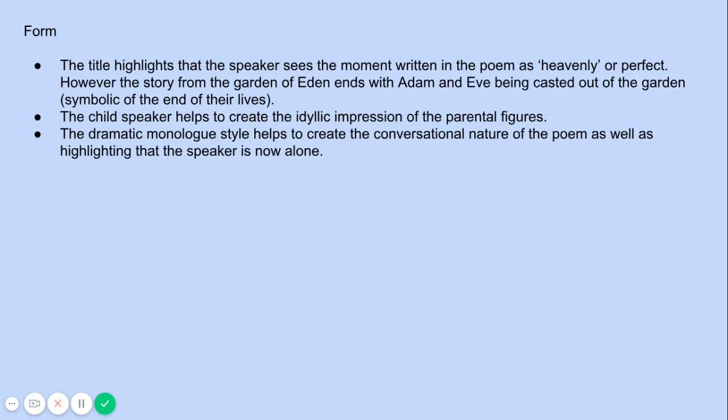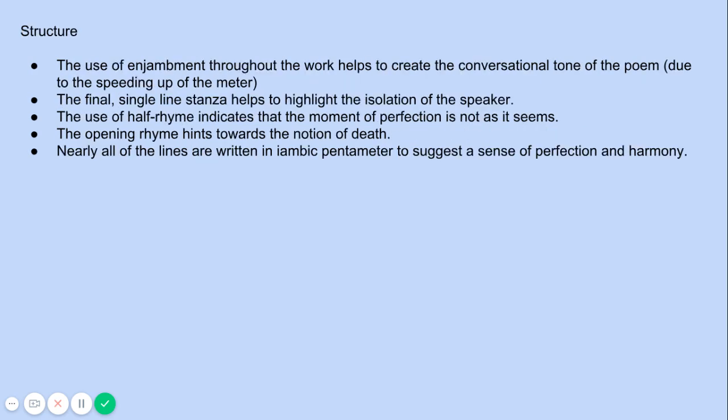To analyse form, the title highlights that the speaker sees the moment written in the poem as heavenly or perfect. However, the story of the Garden of Eden ends with Adam and Eve being cast out of the garden, symbolic of the end of the parents' lives, perhaps. The child speaker helps to create the idyllic impression of the parental figures, and a dramatic monologue style helps to create the conversational nature of the poem, as well as highlighting that the speaker is now alone.